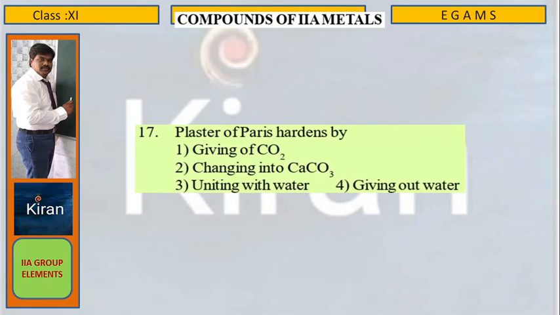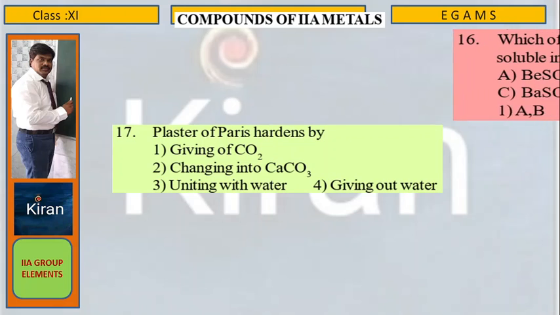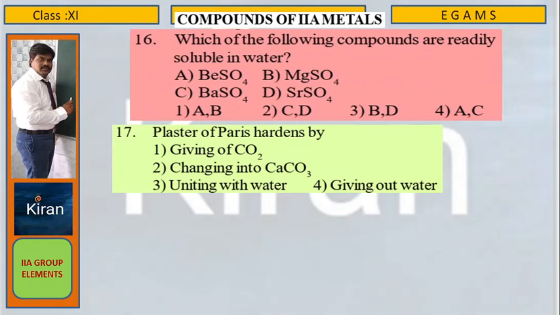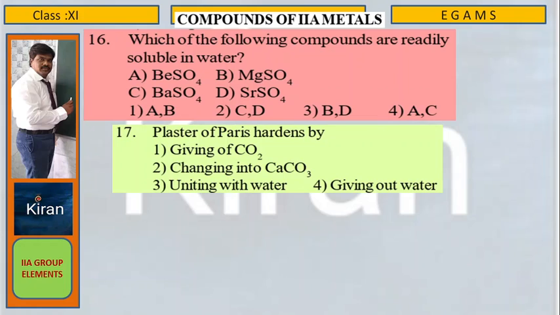These questions are related to the compounds of second A group elements. Which of the following compounds are readily soluble in water? Which is more soluble, immediately readily soluble in water: beryllium sulfate, magnesium sulfate, barium sulfate, and strontium sulfate. Among the four, the right option is the first one, that is beryllium sulfate, and magnesium sulfate as well is more soluble in water.